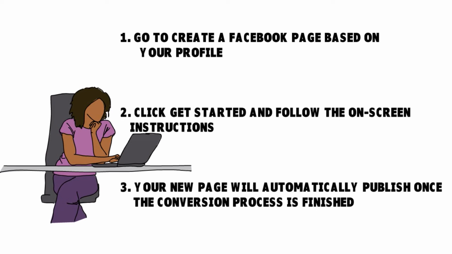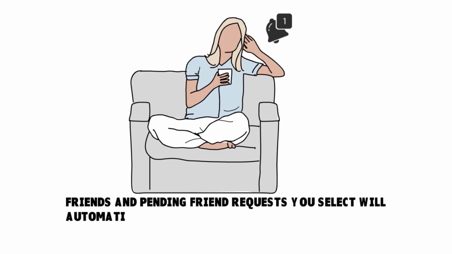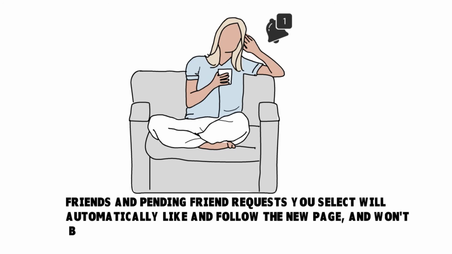Now, there are a few things you need to know. What happens to your friends, followers, and pending friend requests when you convert to a page? Once your new page is published, your profile's followers, friends, and friend requests will get notified that you have created a new page. The profile followers you choose will automatically follow the new page and will be removed from following your profile. Friends and pending friend requests you select will automatically like and follow the new page and will not be removed from your profile.